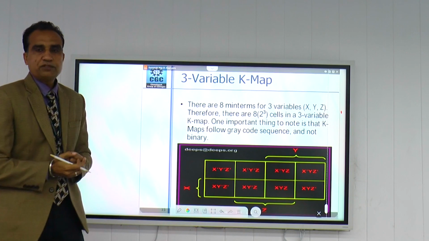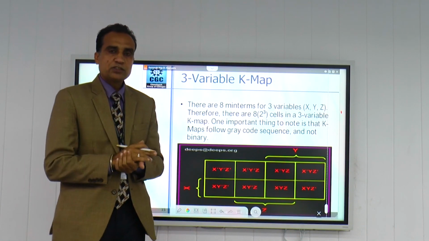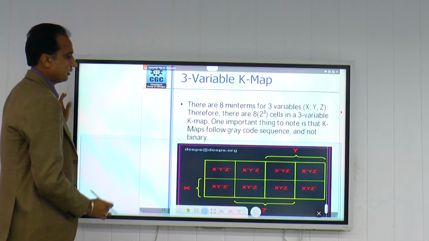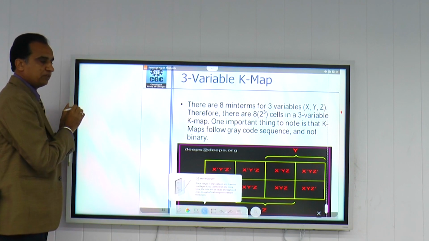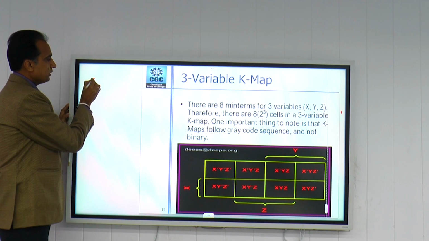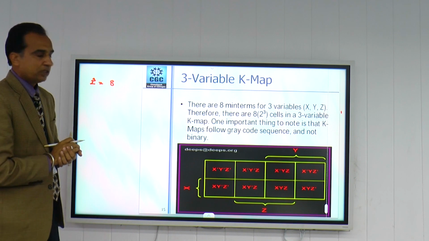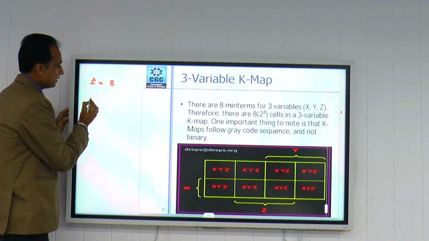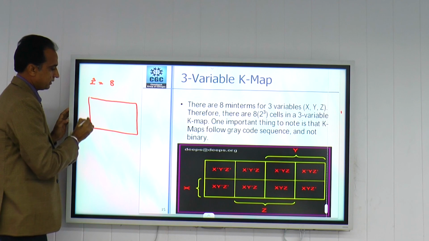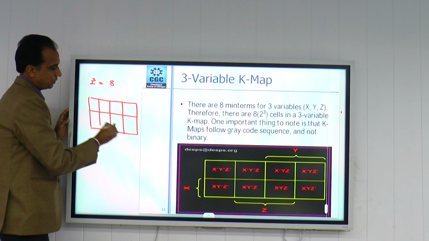Now in case of a three variable equation, how do we use the K-map in case of three variables? First thing is, we have three variables. How many square bits are required? 2 raised to the power 3 means 8 square bits are required. So we have to draw a K-map of 8 square bits, meaning 2 rows and 4 columns.